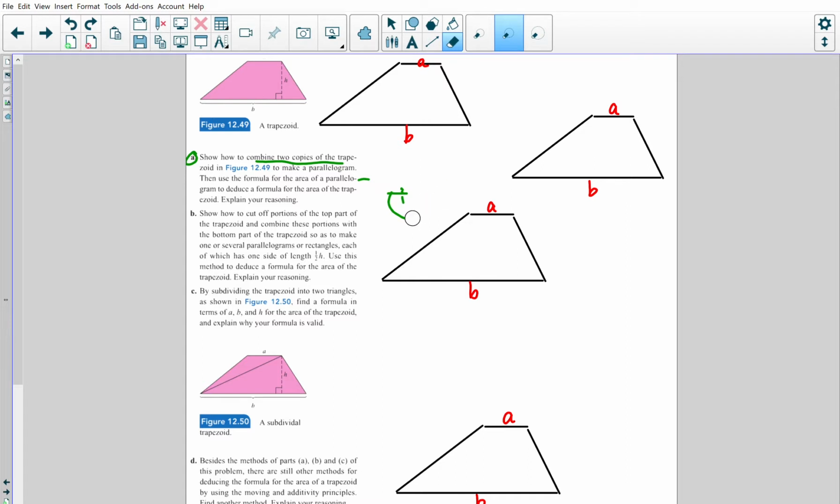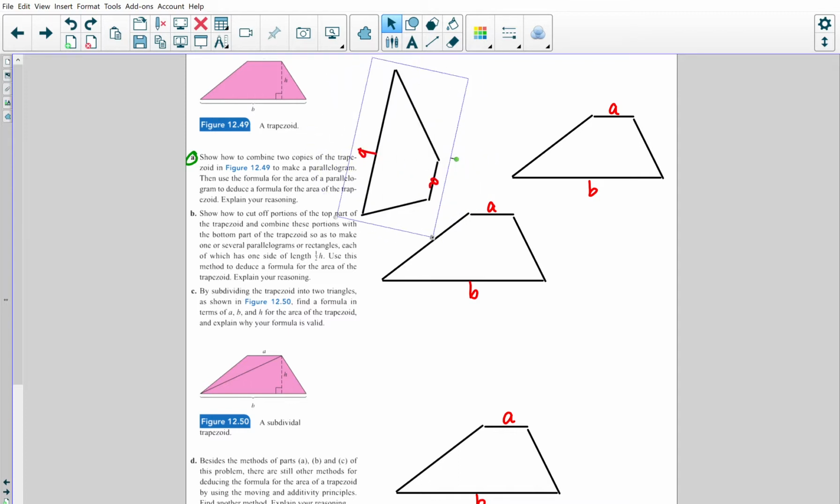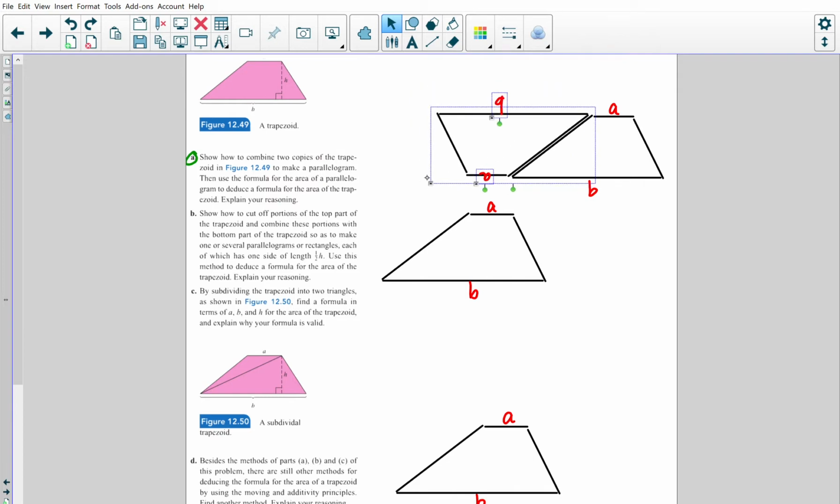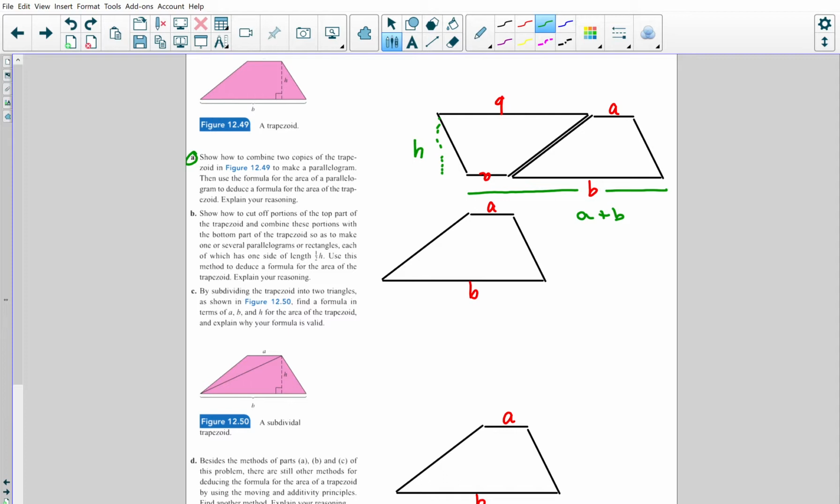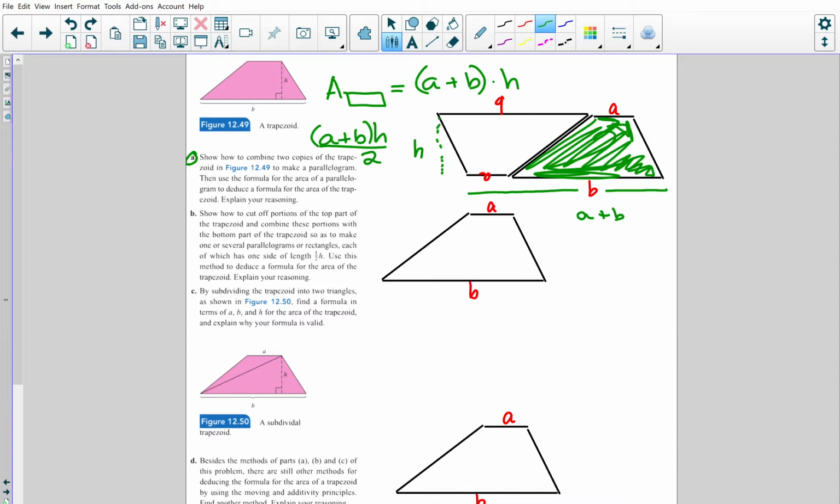So what we do here with the trapezoids is we take another copy of the trapezoid, turn it upside down, put it next to the other trapezoid, and we see that we have a full length down there of A plus B. Still have the same height of H. So the area of that full parallelogram that we created is A plus B times H. But if we want just half of it, the trapezoid, we take that area of the parallelogram, A plus B times H, and divide by 2. And that gives us the area of the one trapezoid.